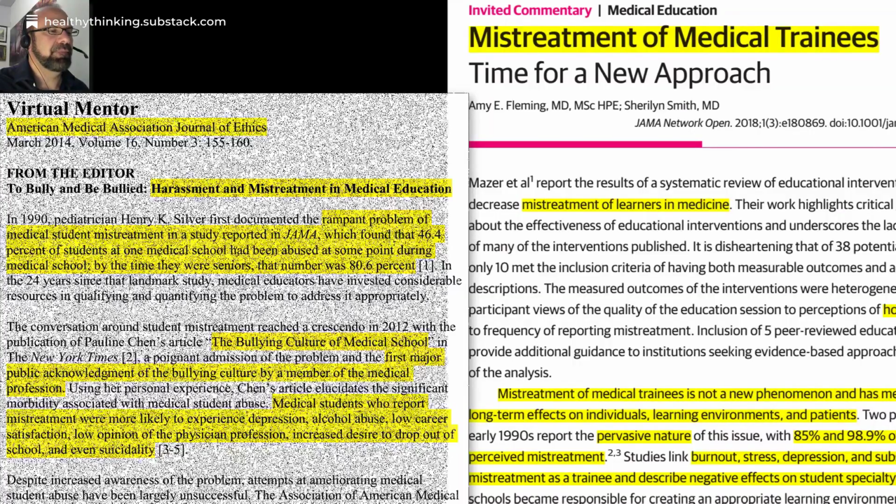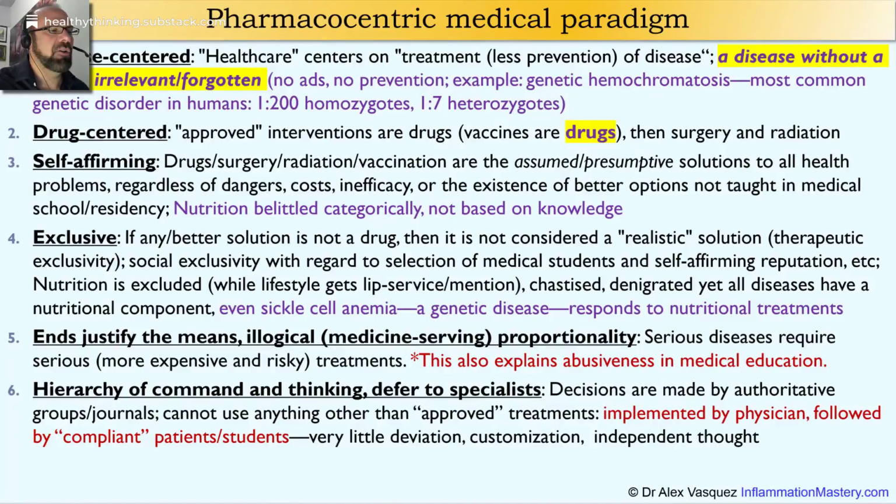Also within the medical paradigm is hierarchy of command and thinking, the deference to specialists, which of course is sometimes highly appropriate. However, generally speaking, within medicine, most of the decisions are made by authoritative groups and published in major journals, and so doctors have to comply with the so-called standard of care and so-called approved treatments. So again, medicine is very hierarchical. It is decided upon by authoritative groups, implemented by physicians, and then followed by compliant patients and students. Very little deviation, very little customization, and very little independence of thought.